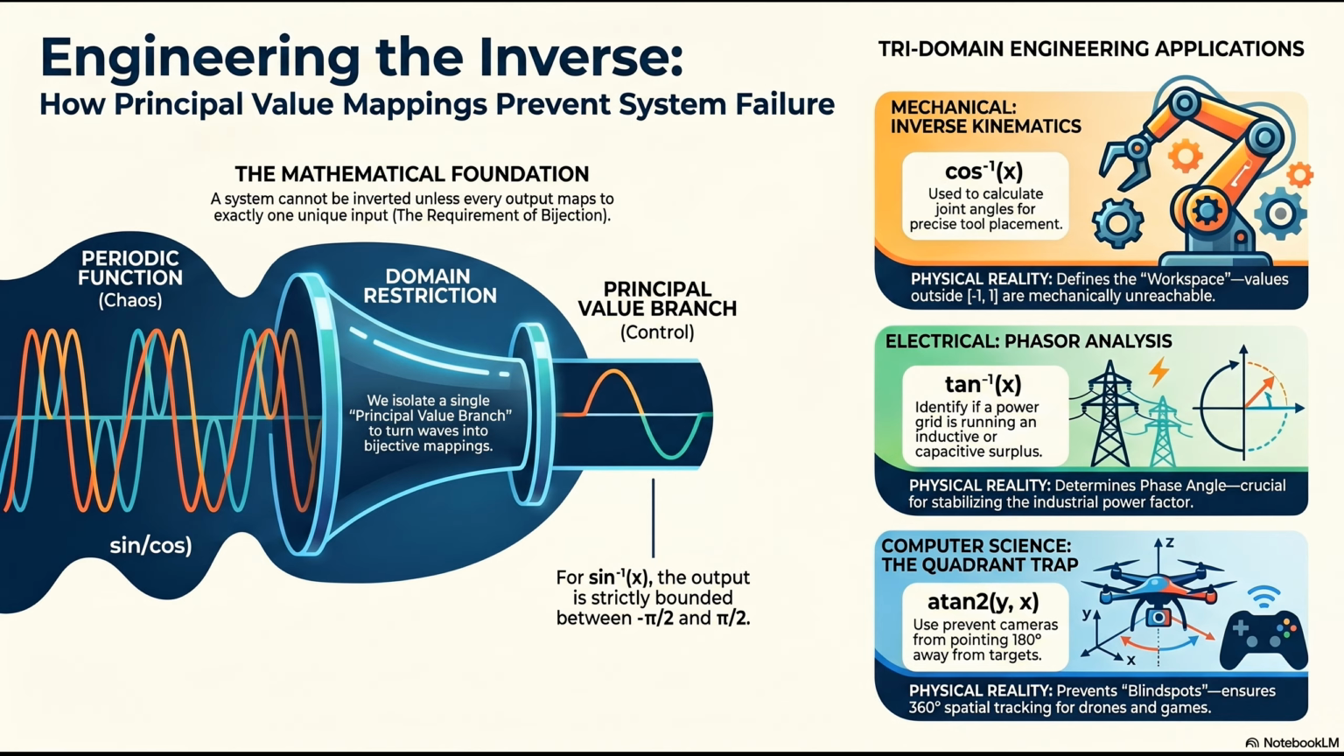Exactly. In that primary window, the function never repeats its height. It is strictly moving in one direction. So now the mapping becomes a true bijection. Because there's only one answer now. Right. When you invert it to create the inverse sine function, this restricted window becomes your permanent output range.